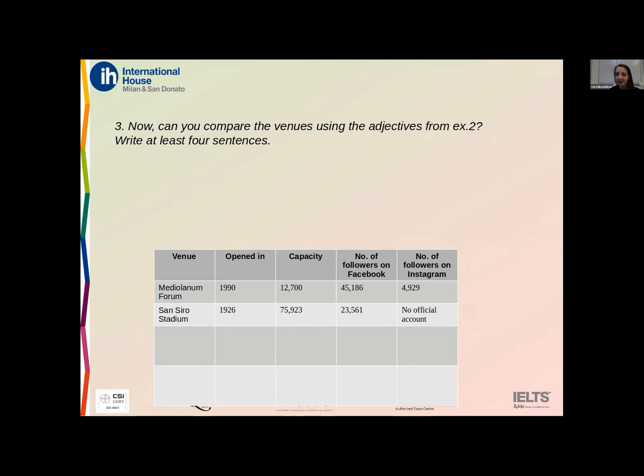San Siro has a much larger capacity, okay? Not just larger, but much larger. Okay, so encourages students to use more complicated structures. Older has a lot more followers, okay? Okay. How about making sentences using comparatives and superlatives? More popular than, okay, good.